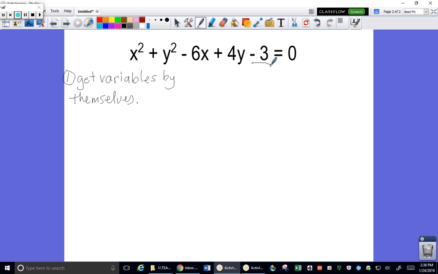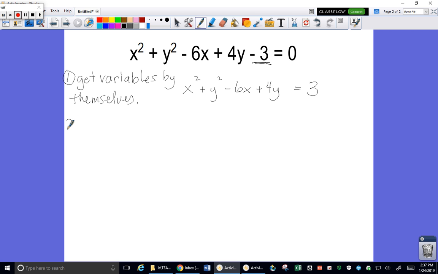That means move any numbers that we might have to the other side of your equal sign, in order to get the variables by themselves. So that's going to leave me with an x squared and a y squared and a minus 6x and a plus 4y. And that's going to be equal to positive 3 when we add 3 to both sides. So all the variables are on one side and the number or numbers are on the other side.